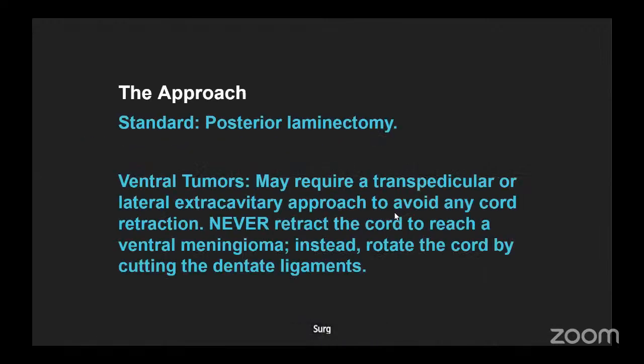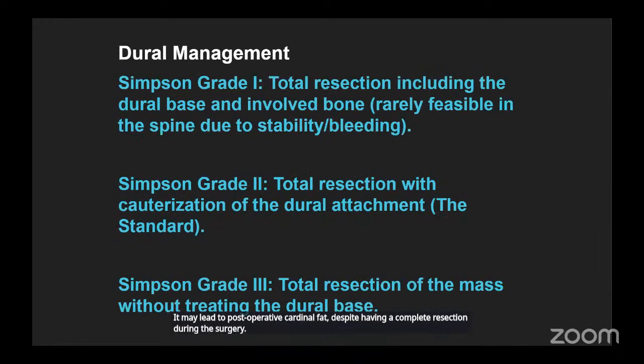Surgical strategy is simple. If the lesion is posterior, you go via posterior approach, posterior laminectomy. If the lesion is ventral, now you have other options. Do not retract the cord, because if you are retracting the cord to reach the ventral meningioma, it may lead to post-operative cord infarct despite having a complete resection during the surgery.